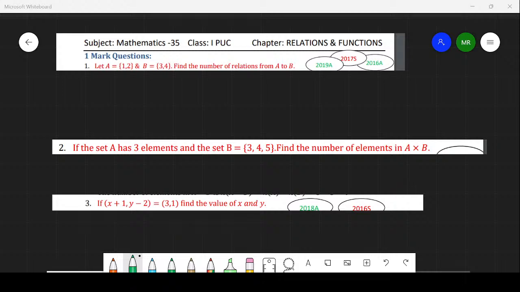My vision is to complete the entire PUC within 20 days. Today onwards, every day the class will be around 1 hour 10 minutes, or at least 1 hour 15 minutes. All the chapters I will complete. Today I will complete 1 mark and 2 mark questions. Tomorrow's session I will complete 3 mark questions.